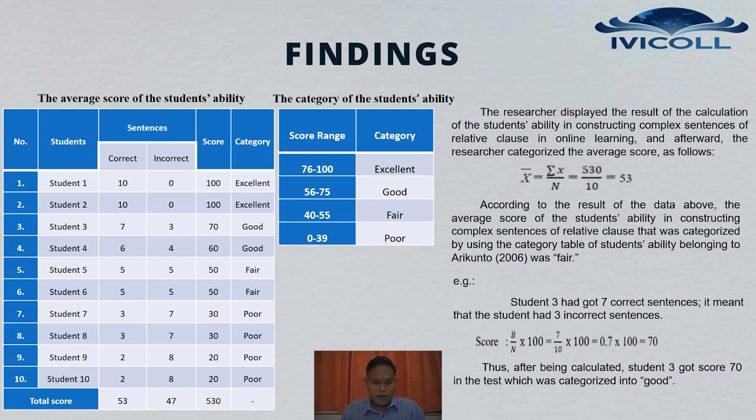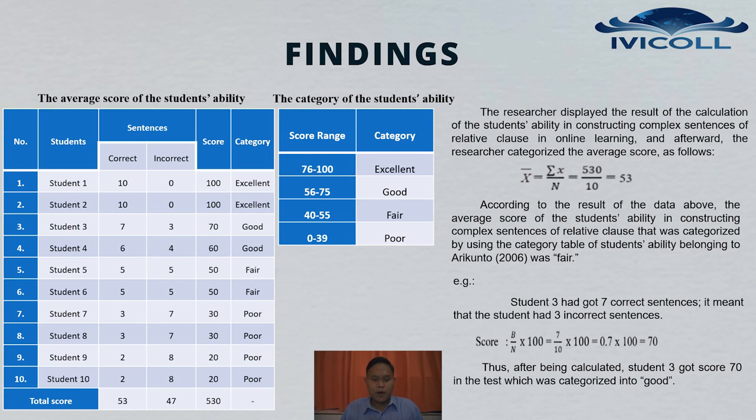You can see that here, 530 divided into 10. 530 means the average score, and after that 10 means the total of the participants. So the result is 53.